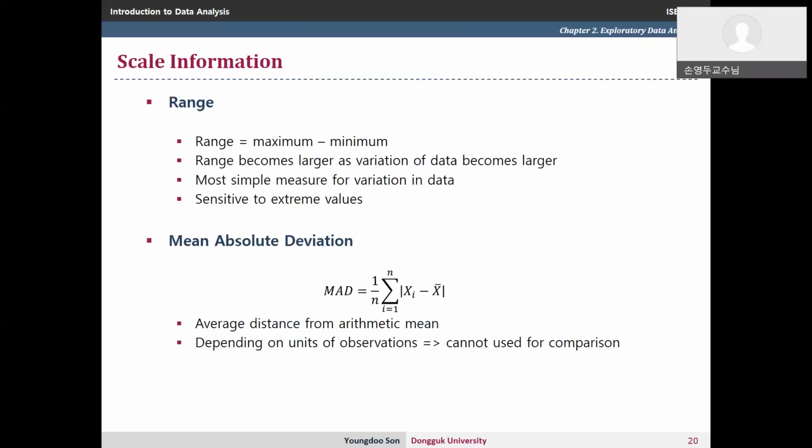And the next part is about scale information. Scale information is how the data points or distributions are distributed. For example, the distribution is this shape or this shape. How it is deviated or distributed, or how large its variation is.